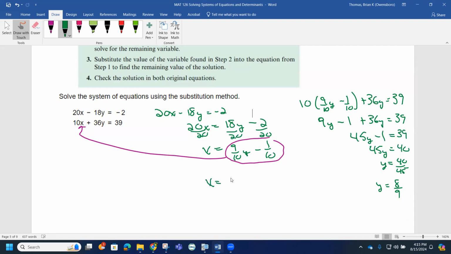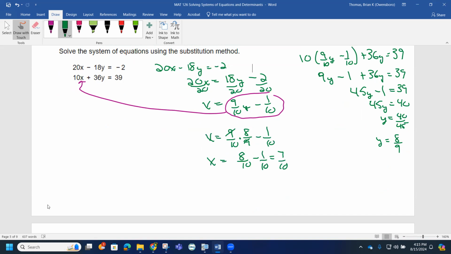So x is going to equal 9/10 times this 8/9 minus this 1/10. Notice that the 9s will divide out, and that gives me 8/10 take away 1/10, which is going to give me 7/10. So that math actually is not as hard as it looked. So x equals 7/10 and y equals 8/9. That would be my solution to that equation.